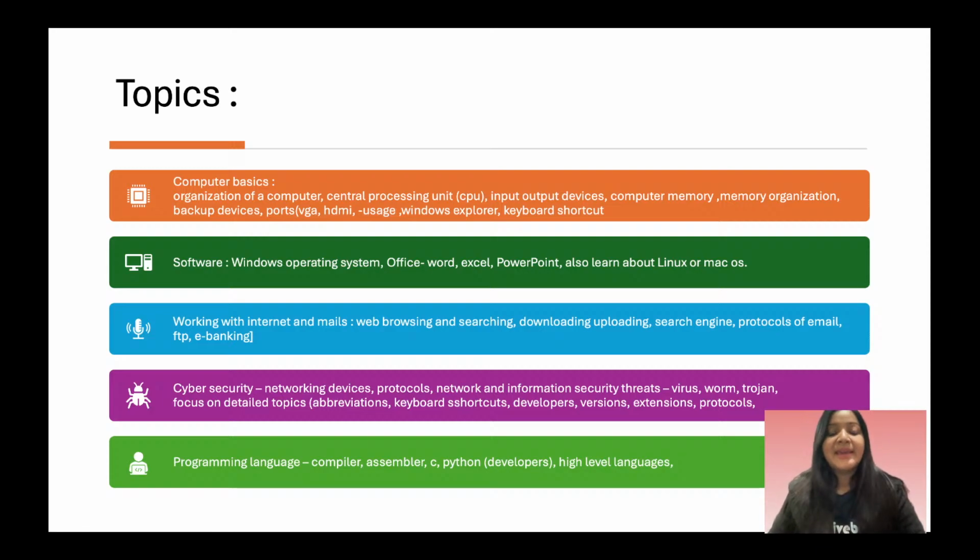PowerPoint. It is very important for the exam. The versions, what are the recent versions? What is the recent version of Office, anyways? The recent version, did you know, is from 2024. So these things are important.